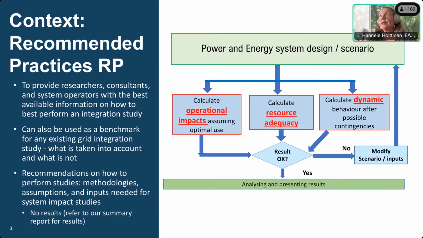So we have made this big report about data and methodologies to recommend. We have made it following a flow chart. So first you make your future power and energy system design or scenarios that you want to study, and then you will check the feasibility on the operation of the system, on the resource adequacy of the system, and on the dynamics.